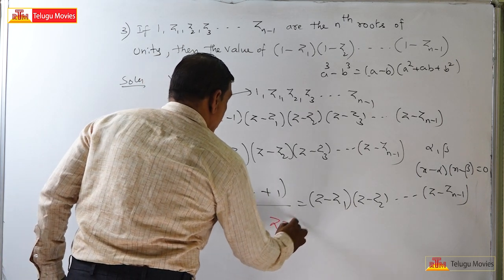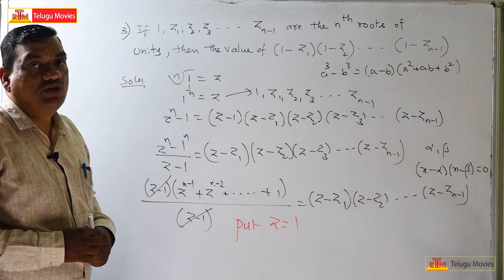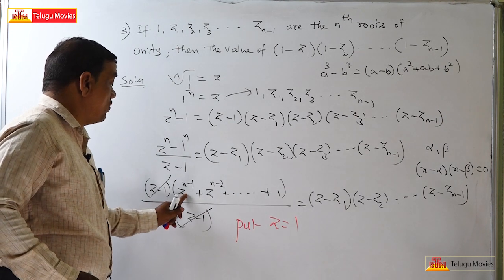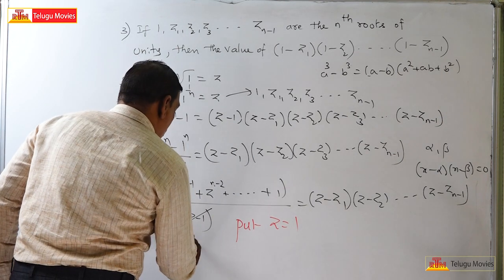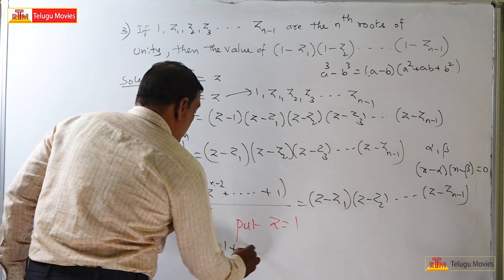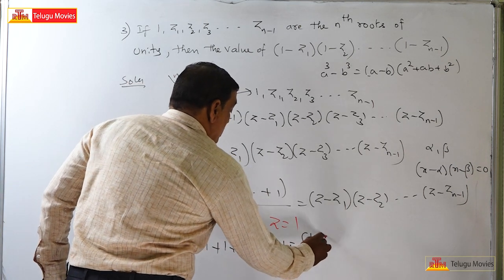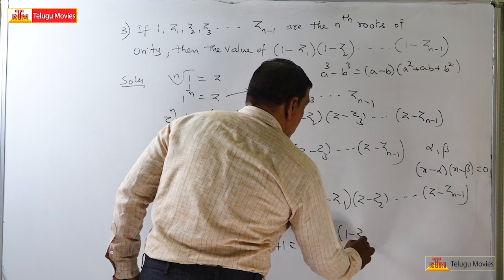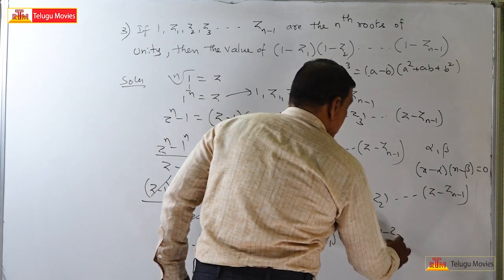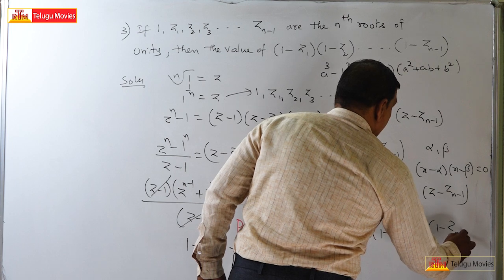Put z is equal to 1. So substitute here: 1 is equal to 1 to the power 1, how much here? 1 plus 1 plus 1 plus, and so on, plus 1. This is (1 minus z1)(1 minus z2)(1 minus z3) and so on, up to (1 minus z_{n-1}).